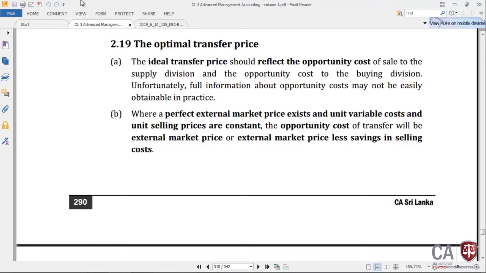I think you are referring to your study text. You can remember in the previous question we have discussed, the ideal transfer price always covers the opportunity cost of both the supply division and the receiving division. But you have some issues in applying the ideal transfer price, because to set it, you require full information about both sides, the sender side as well as the receiver side. Without having full information, you cannot calculate their opportunity cost.